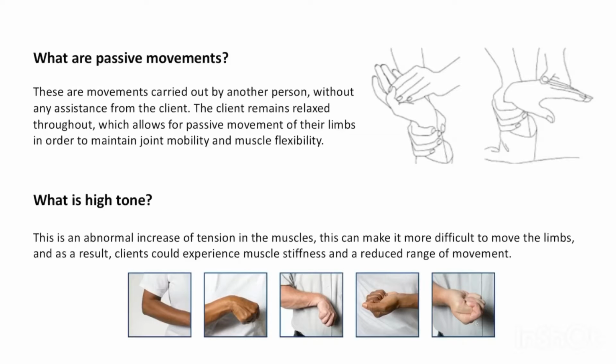What are passive movements? These are movements carried out by another person without any assistance from the client. The client remains relaxed throughout, which allows for passive movement of their limbs in order to maintain joint mobility and muscle flexibility. What is high tone? This is an abnormal increase of tension in the muscles. This can make it more difficult to move the limbs, and as a result, clients could experience muscle stiffness and a reduced range of movement.